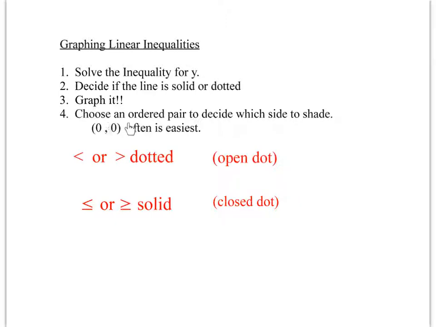we choose an ordered pair to decide which side to shade. Your ordered pair is 0, 0, as long as the line does not pass through 0, 0. The easiest pair to test with is 0, 0. And you'll see what I mean right now.